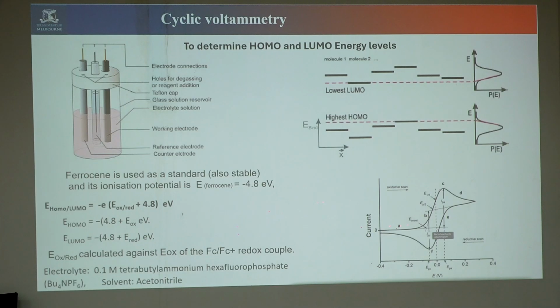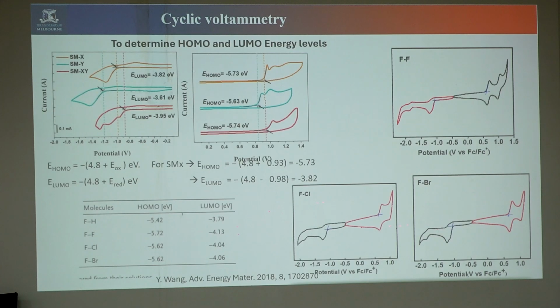Next is cyclic voltammetry, and you already know very well the formula used to calculate the HOMO level and LUMO level. This is a simple CV spectrum, and this is the molecular arrangement in the highest HOMO and LUMO level. This is an actual cyclic voltammetry spectrum of some molecules, X and Y. If the peak is negative, it's called the reduction peak. As I said yesterday, the reduction peak is calculated from where the onset starts, at this place, and in this case it starts from here.